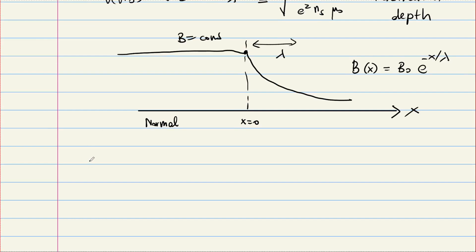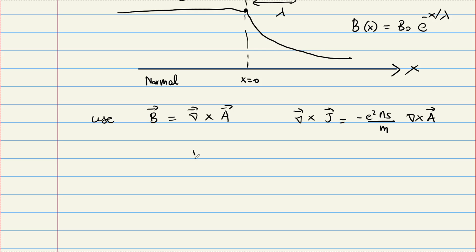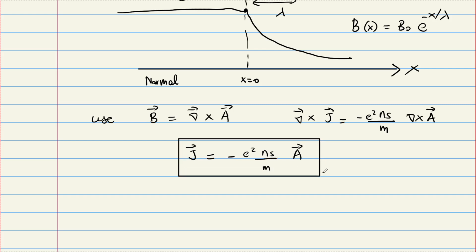Now let's consider, or let's use B is equal to curl A. Then, and also let's use this equation we just derived, curl of j is equal to minus e squared n_s over m times B. It was B, so let me write it, curl of A. And from here we have J is equal to minus e squared n_s over m times the vector potential. So this is the London equation.